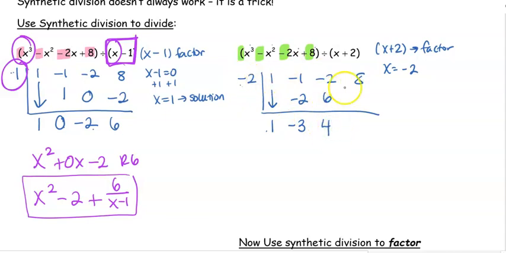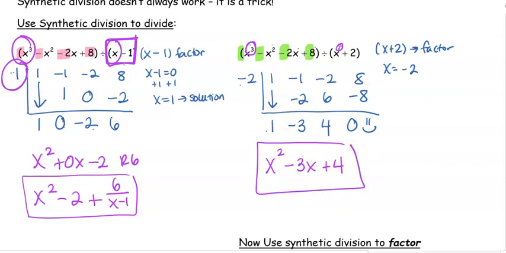Negative 2 times 4 is a negative 8. 8 minus 8 is 0. That means we have no remainder. As we remind ourselves, we started with x cubed. We divided by x to the first power, which means this is representing the coefficient of a 1x squared. We go down 1 degree. So that's 1x squared minus 3x plus 4.